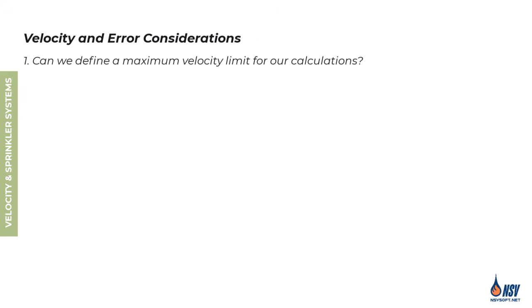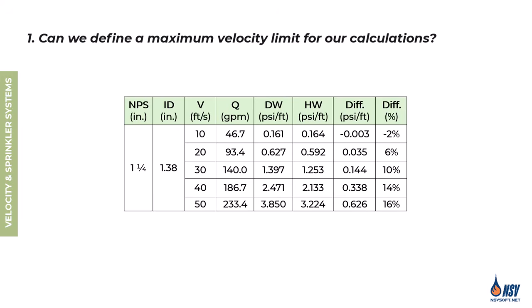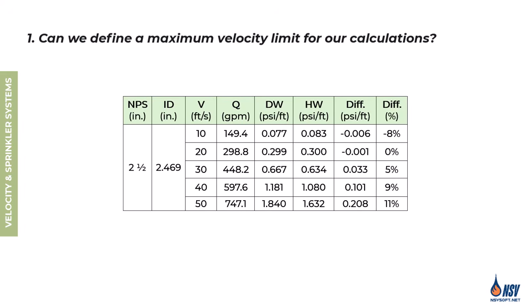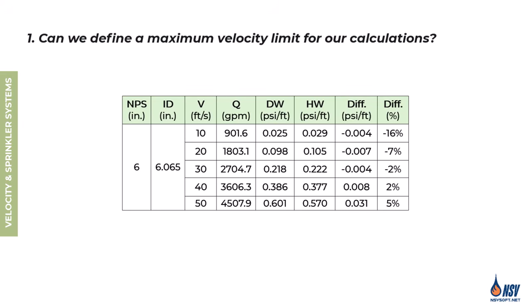Is it possible to set a maximum velocity limit for our calculations? And more importantly, does this mathematical error even matter in the real world? To answer the first question, let's look at the tables for other pipe sizes: 1 1/4, 1 1/2, 2, 2 1/2, 3, 3 1/2, 4, and 6 inches.